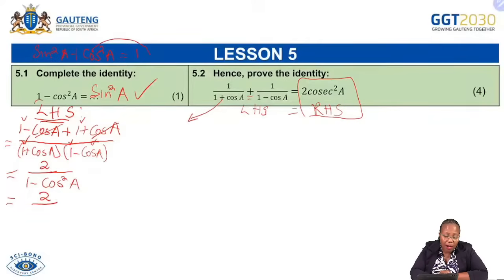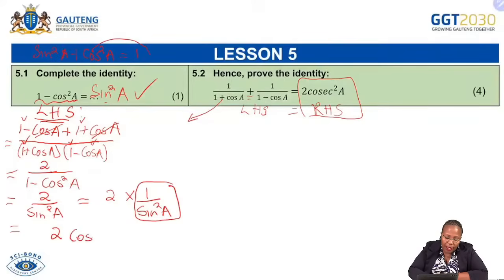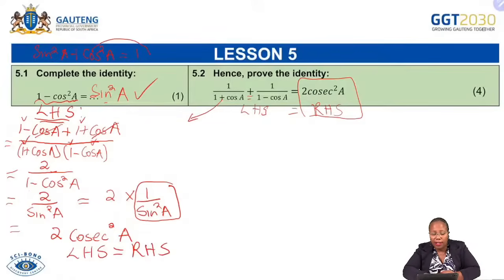You still remember 1 minus cos squared is the sine squared A. We did that on 5.1. And therefore now, remember, this is actually 2 times 1 over sine squared A. What is 1 over sine? It's a cosec. Therefore, this will be 2 cosec squared A. Then our left-hand side is exactly equal to our right-hand side.